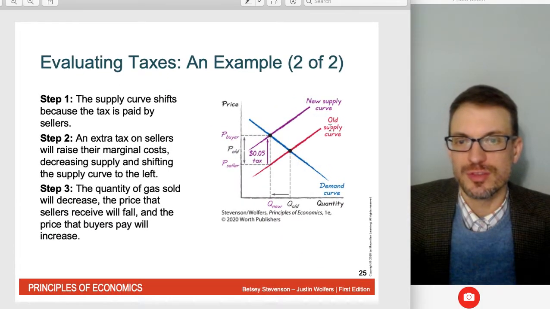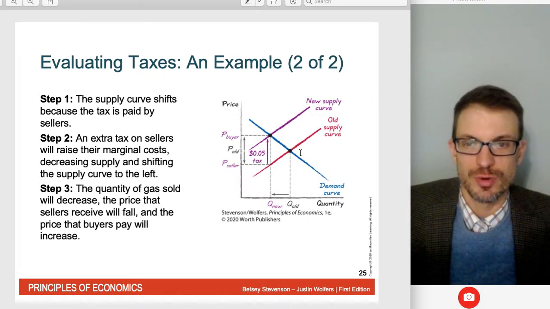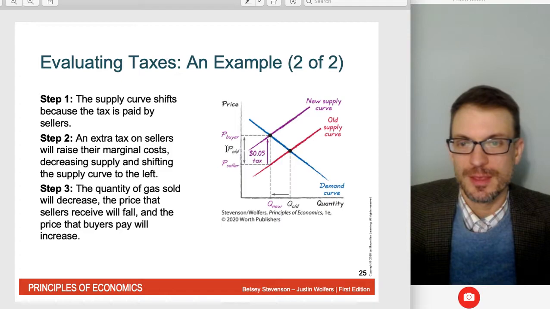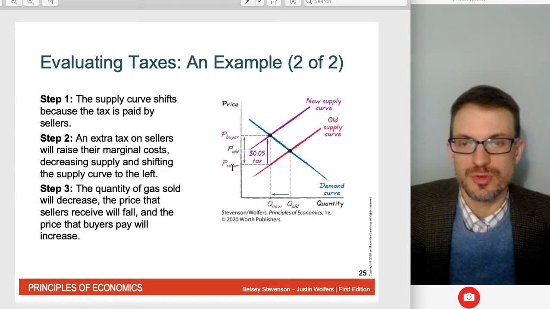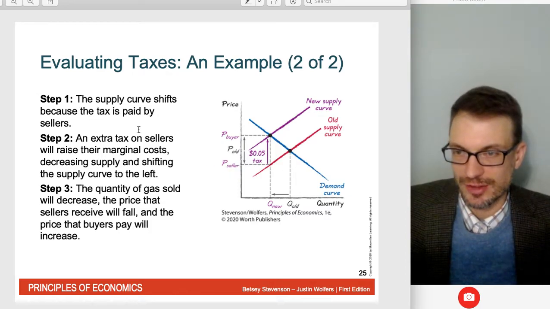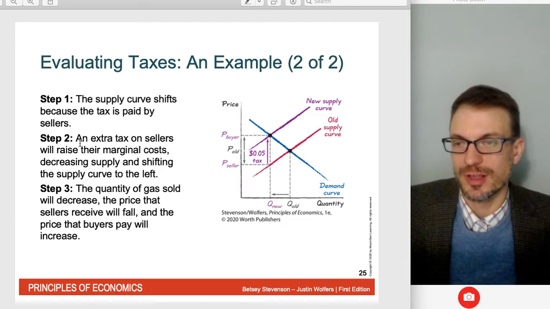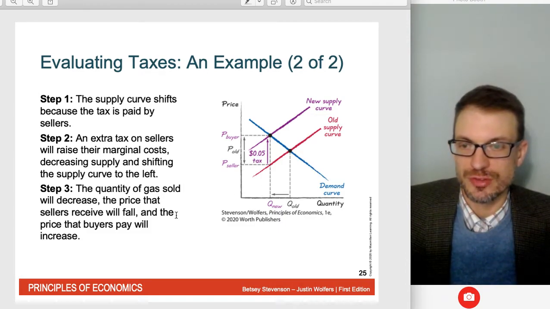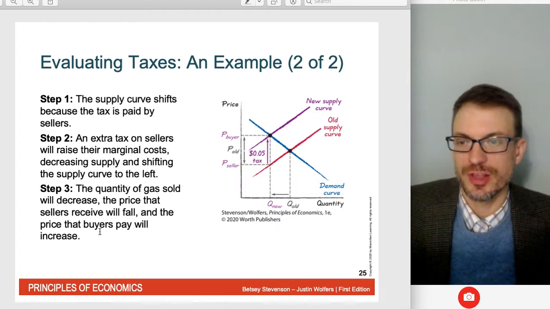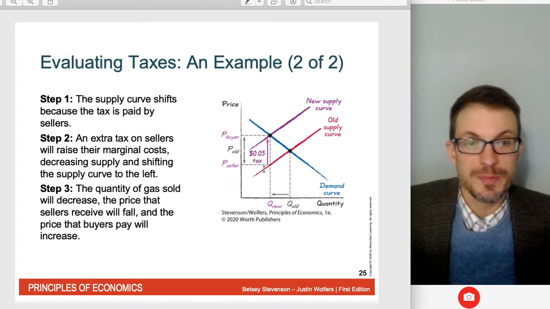So we'd shift the supply curve leftward by 5 cents. The price that buyers pay rises from the old price. The price sellers receive falls from the old price. The supply curve shifts because the tax is paid by sellers. An extra tax on sellers raises their marginal cost, decreasing supply and shifting the supply curve to the left. The quantity of gas sold decreases, so the price sellers receive will fall and the price buyers pay will increase.